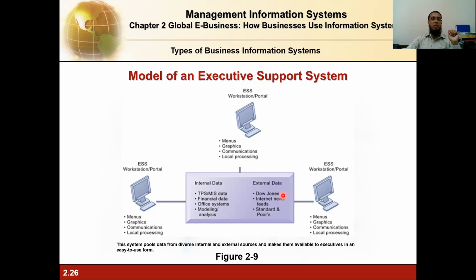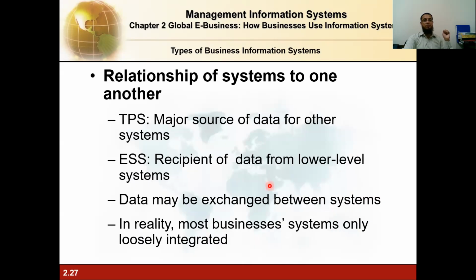External data includes the Dow Jones, the world's huge and most powerful capital investment exchange market of the US, situated in New York. We can say the same of the Karachi Stock Exchange and Islamabad Stock Exchange in Pakistan. There are also internet news feeds, Standard & Poor's, etc. Then we have different executive support systems, and based on these trends from internal and external information, the executives take decisions.